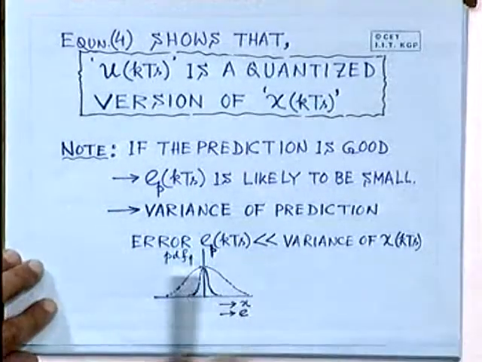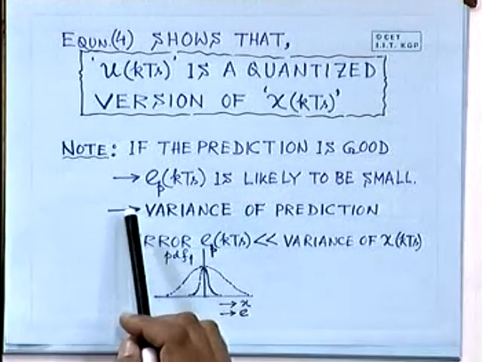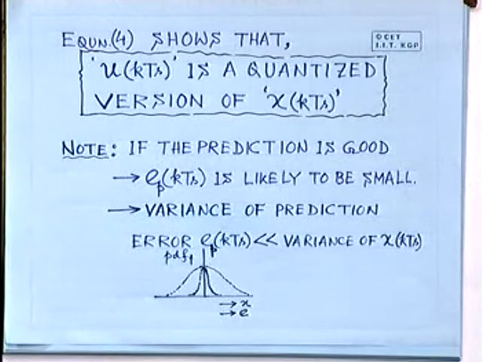Now, a few notes here. We can see that if the prediction is good, that means x̂(kTs) is fairly close to x(kTs) for all k's. For all k's, not for any specific k. If x̂(kTs) is very close to x(kTs) for all k's, the corresponding prediction error e_p(kTs) is likely to be small, okay.